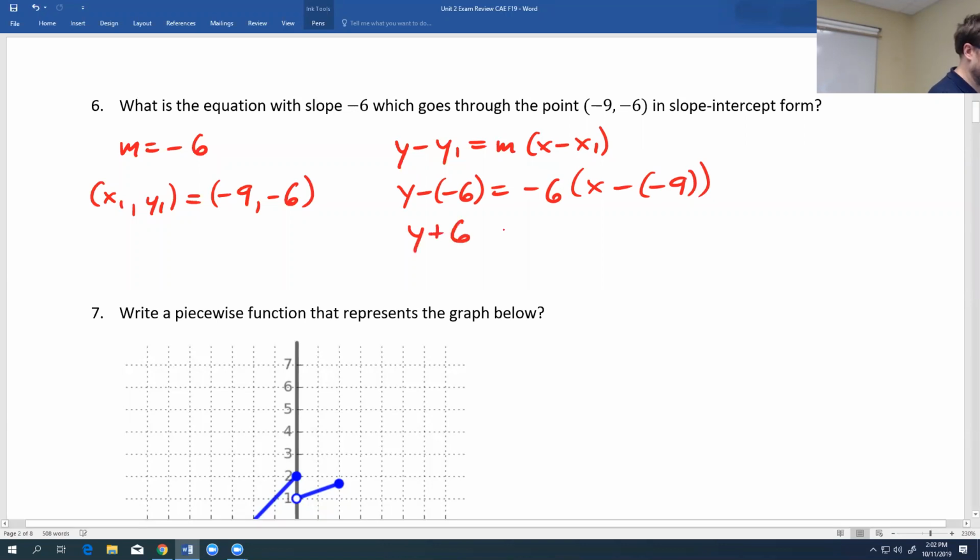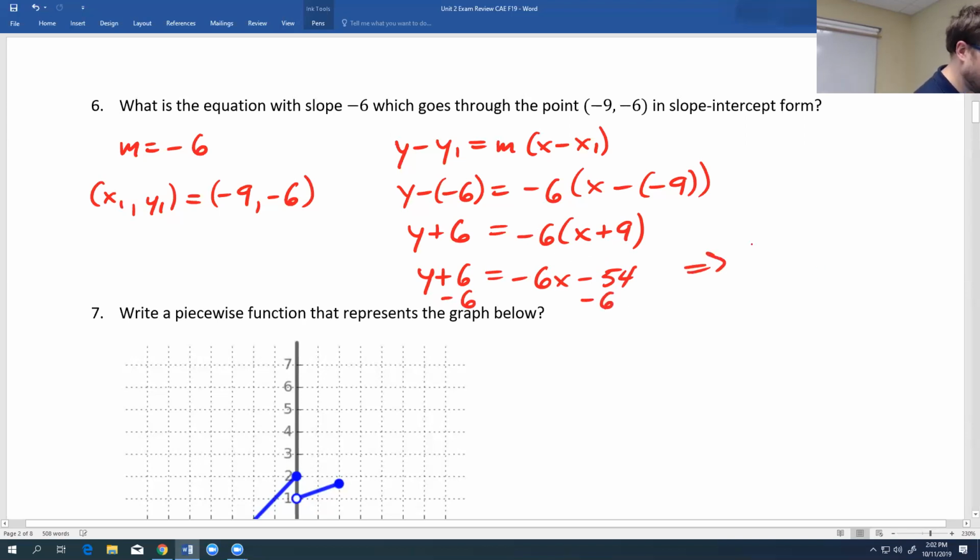So let's see, it's y plus 6. And then let's simplify the inside first there. Okay, so then y plus 6 is equal to -6x, and then -54. And I can subtract 6 from each side. And then I get my final answer. y equals -6x minus 60.